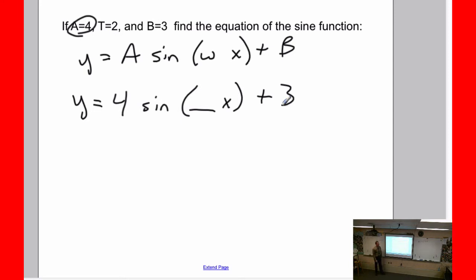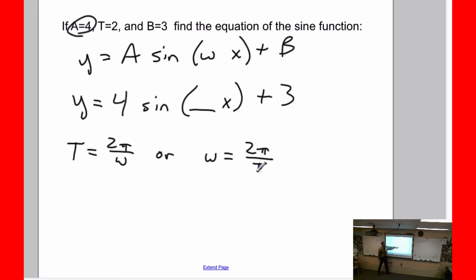Okay? So I need to find the w, not the period. Some people are going to go, oh, 2 goes here. No, it doesn't. 2 is the period. W is what goes there, right? And I know that the period is equal to 2 pi over w. Or if I'm going to be solving for w, I can work backwards. W is equal to 2 pi over t.